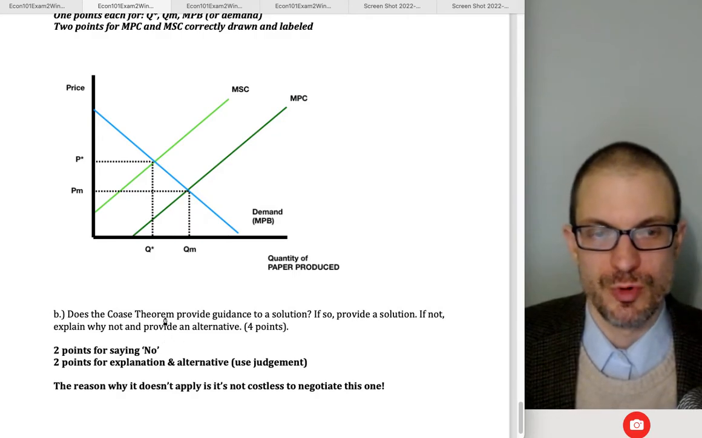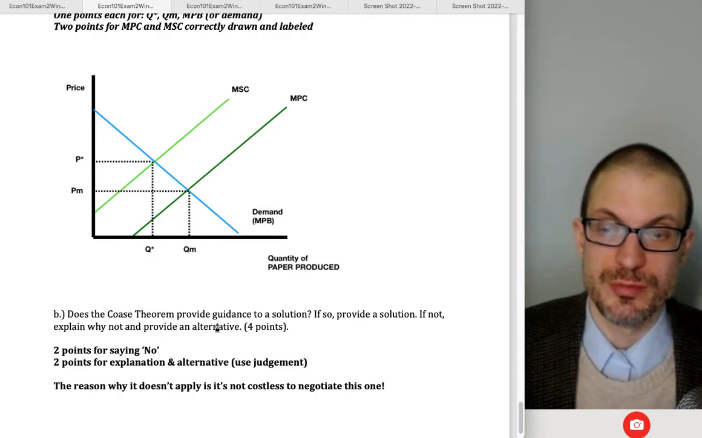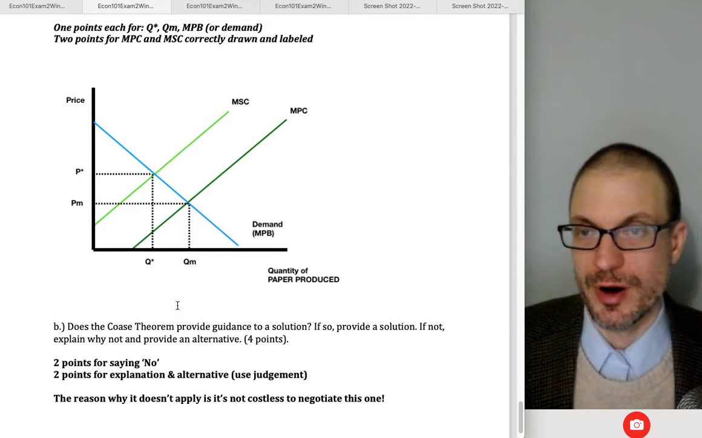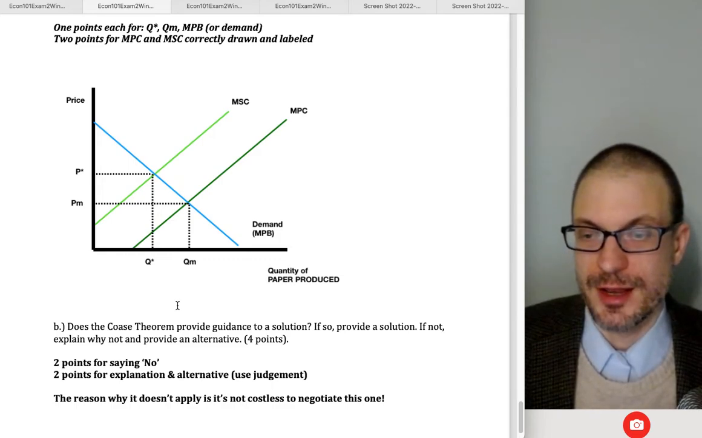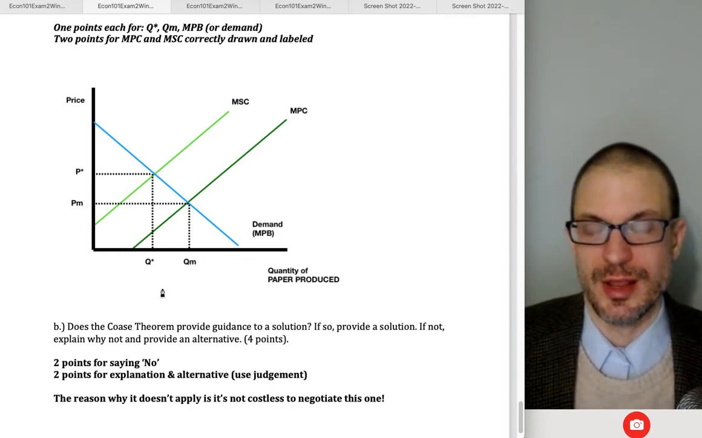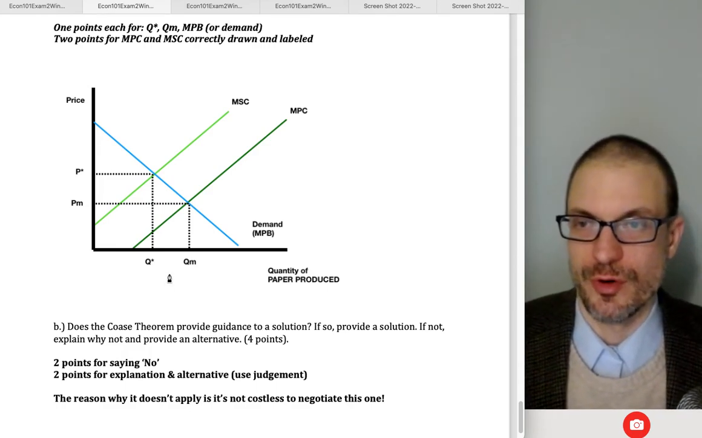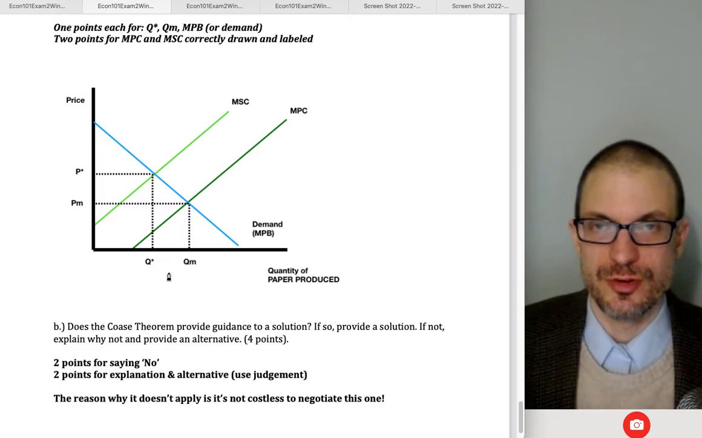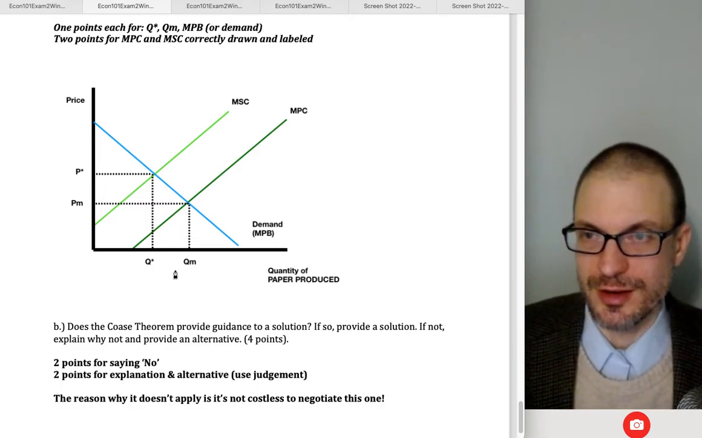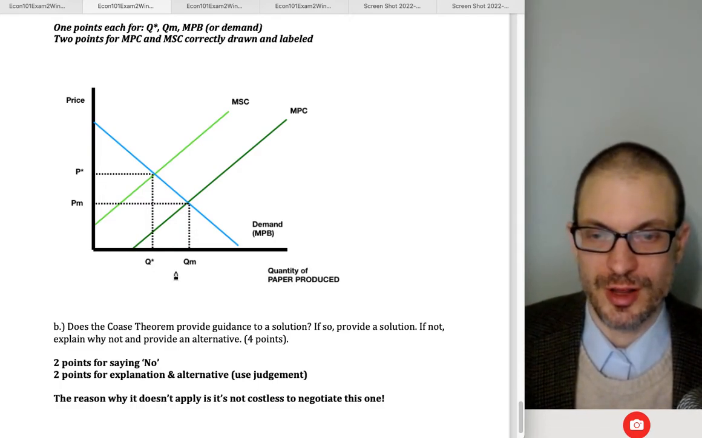Will the Coase theorem work here? No, the Coase theorem says that if bargaining is costless, then it's not going to matter and if bargaining is costless and property rights are enforced, then it's not going to matter to whom the original property rights are assigned. We expect the decision makers are going to come to the efficient solution.